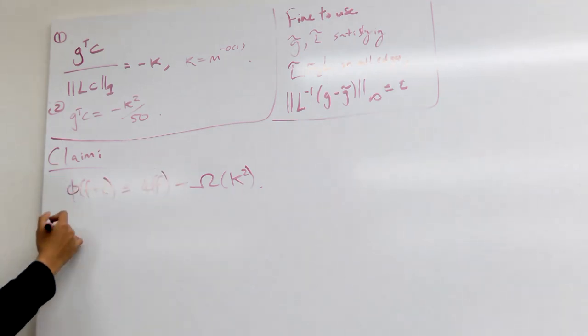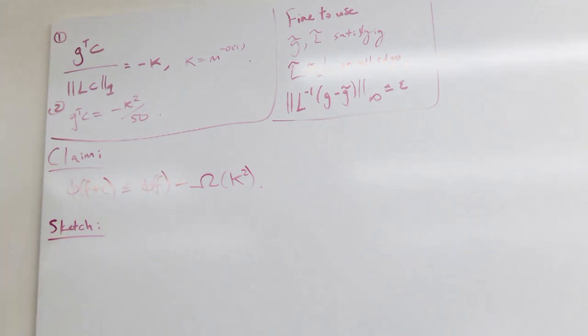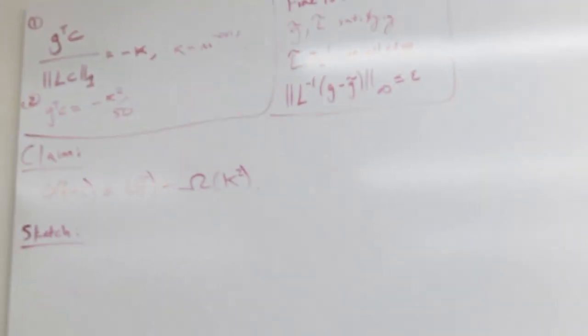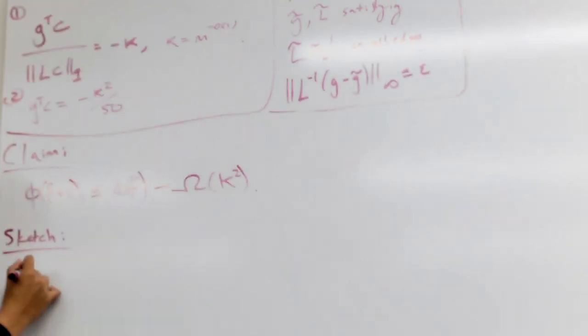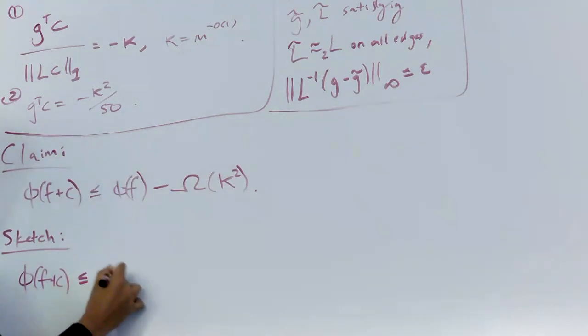I'm just going to sketch a proof of this, because I do want to get into the data structure part, so let me sketch this reasonably quickly. The high level idea behind how you show this is just a Taylor expansion, basically. If you Taylor expand phi, you know something like phi of this is going to be at most.